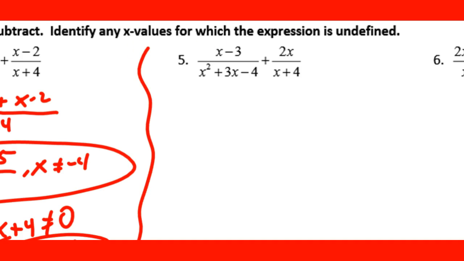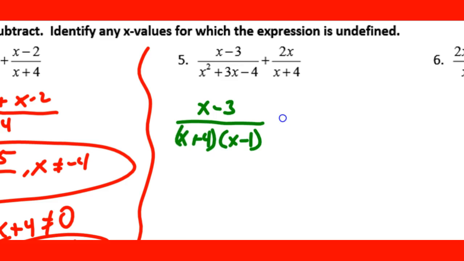Number 5. First of all, we need to simplify the denominator by factoring it so we can get common denominators. When we factor that, we get x plus 4 and x minus 1. And over here, we have 2x over x plus 4. Now, before we figure out where it's undefined, let's get common denominators.